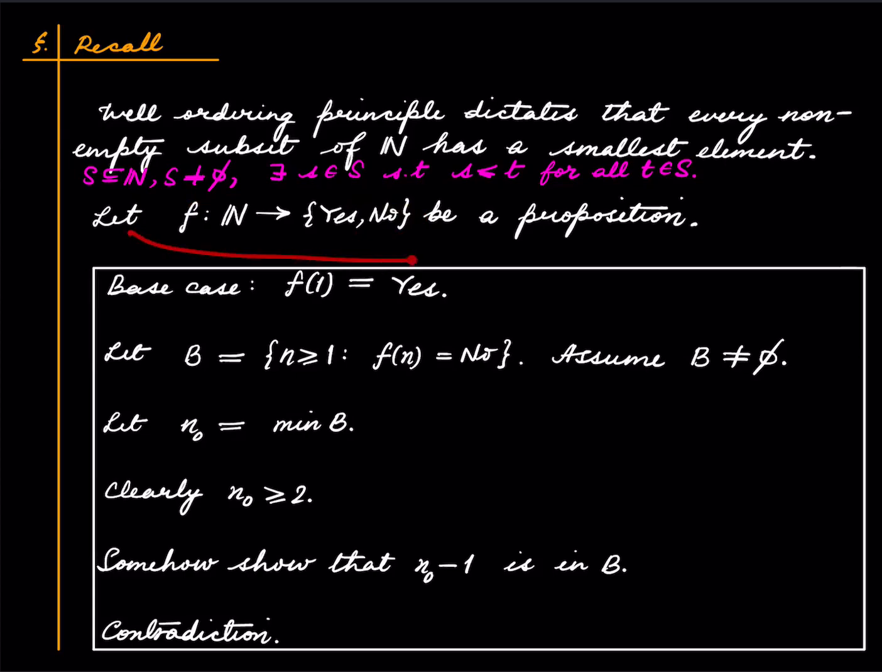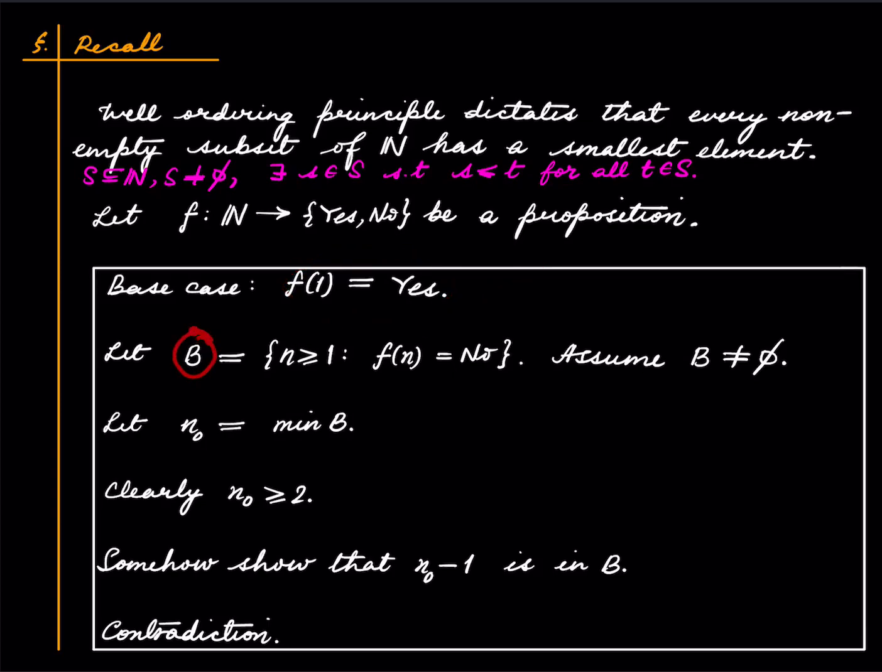So fix some mathematical proposition, and suppose we want to show that this is true for each n, meaning it takes the value yes for each n. Right? So here is one approach to showing it, and here is where we use the well-ordering principle. So somehow show that f of 1 is yes. Usually this is just a computation. So this one can establish by brute force.